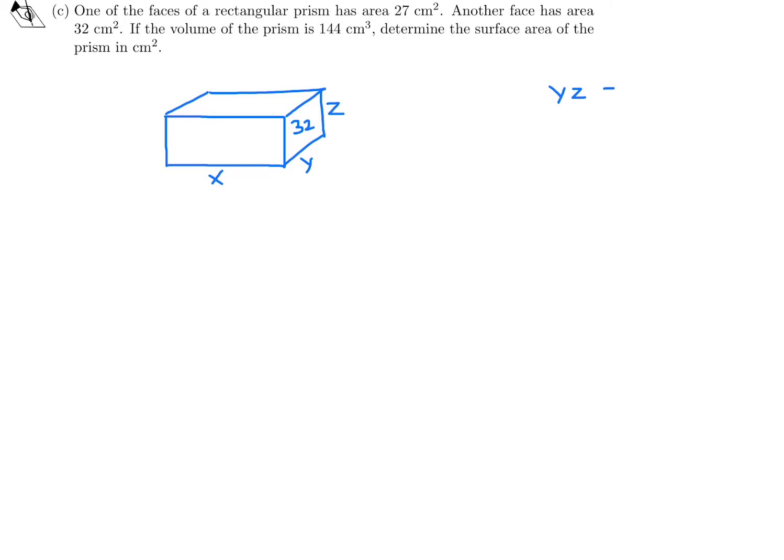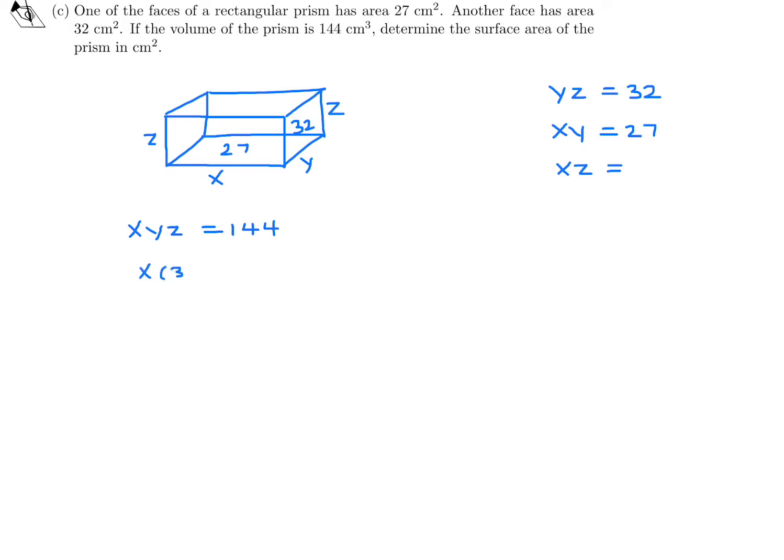So y times z is 32. Another face has an area of 27. I'll say the bottom of that shape is 27, so that means x times y is 27. The only other face we didn't talk about would be the x times z face. So xz, that one we don't know yet. We are also told that the volume is 144, so xyz is 144.